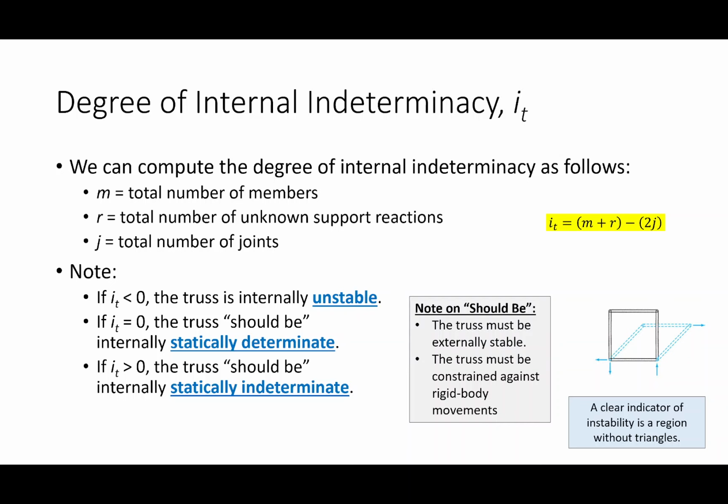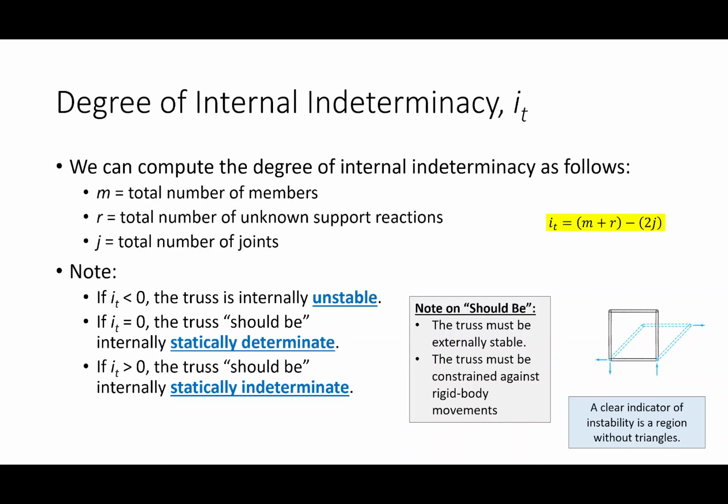That means that I can solve the truss using statics, and that's it, right? If I sub t is bigger than 0, that means I need something more than statics. That means the structure is indeterminate, okay? And again, the same idea as before. If I have I sub t less than 0, we'll consider that structure internally unstable, okay? Does that make sense? Same idea, okay?